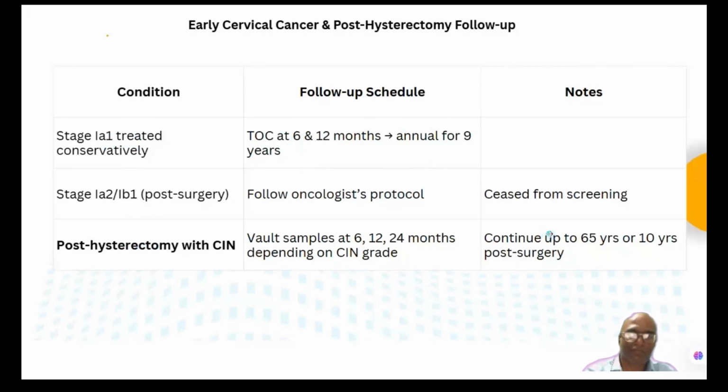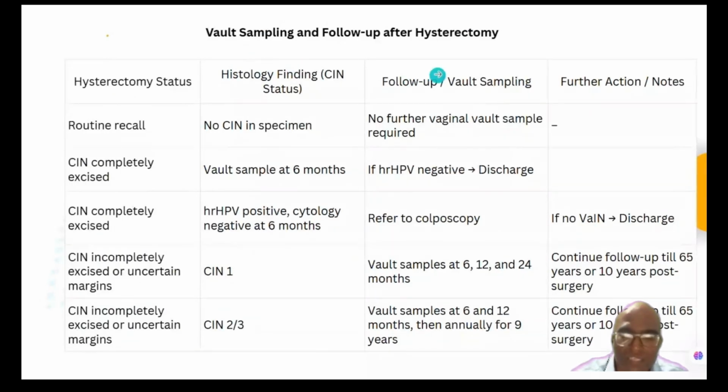Okay, this post hysterectomy, just see carefully, there are various options which are available. Now you have done the hysterectomy, and there is no CIN in the specimen. So the hysterectomy is done, she was on routine recall, there is no CIN, there is no further management or further vault sample required. The hysterectomy was not showing any CIN, and all previous smear reports were normal, so vault sampling is not required.